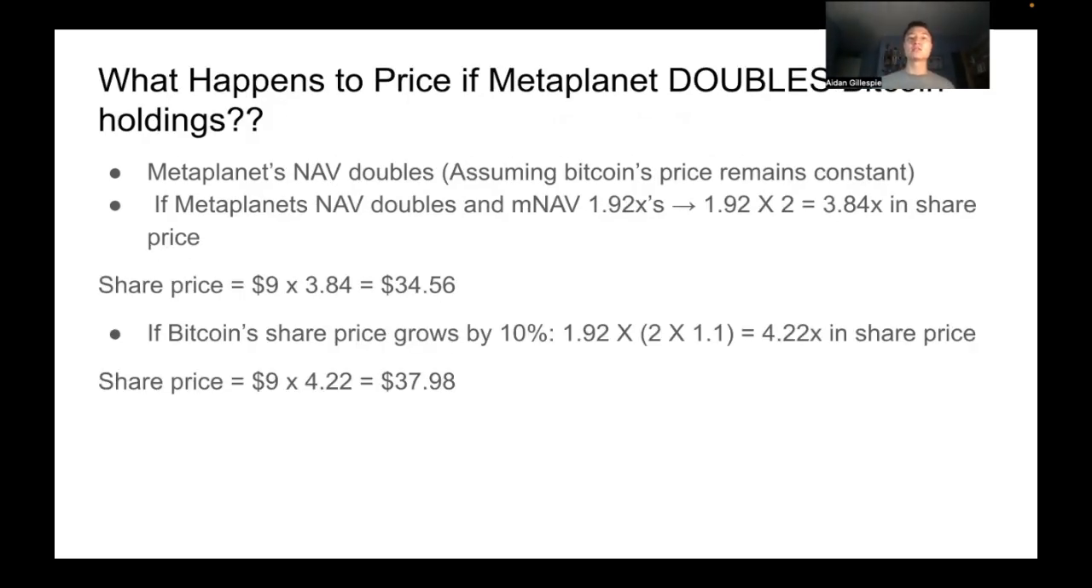So what would happen to the price if Metaplanet doubles their Bitcoin holdings? Metaplanet's net asset value would essentially double, assuming Bitcoin's price remains constant.